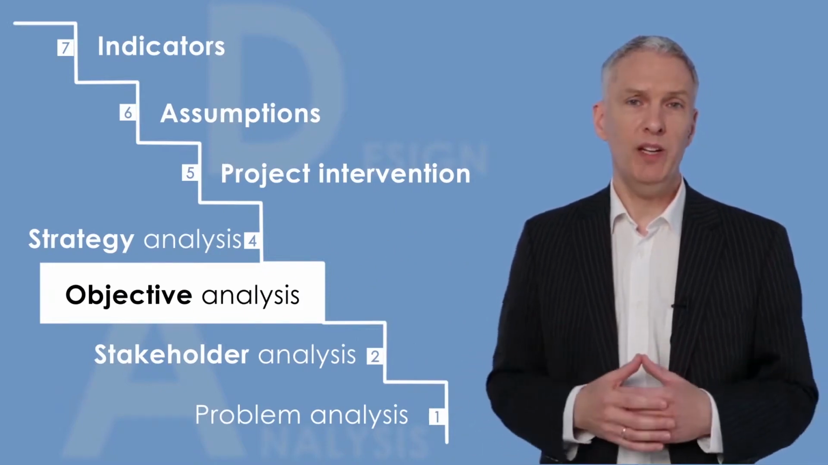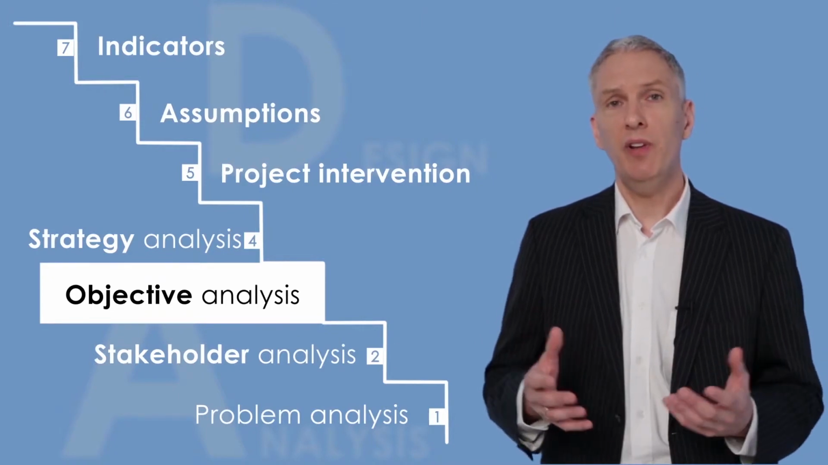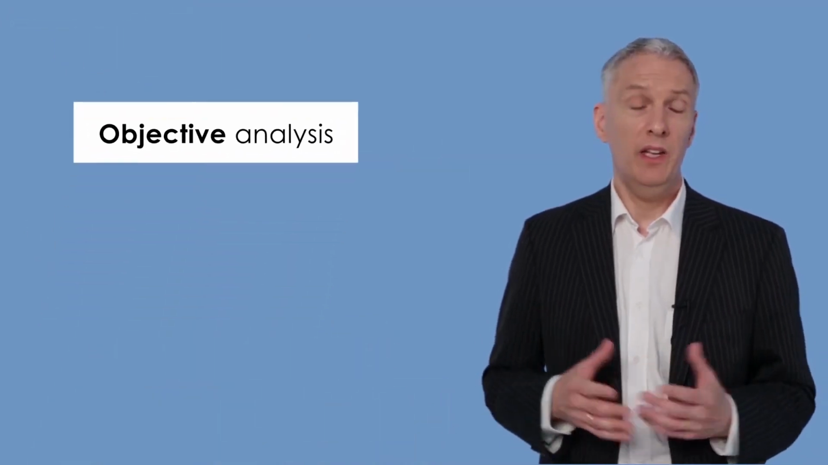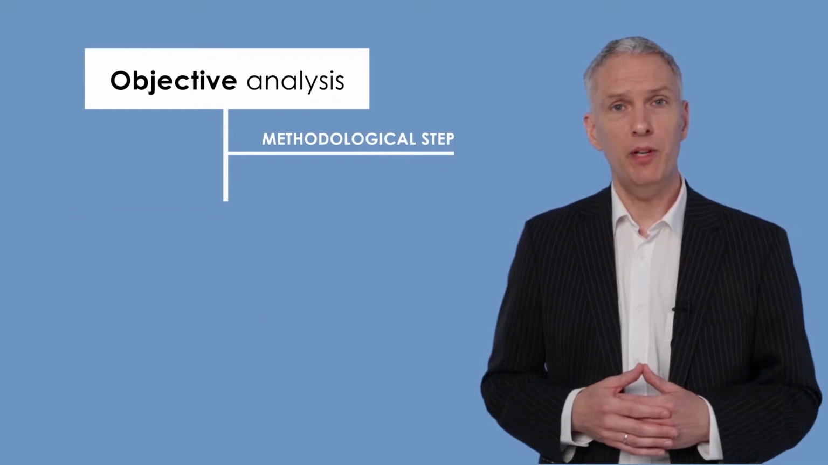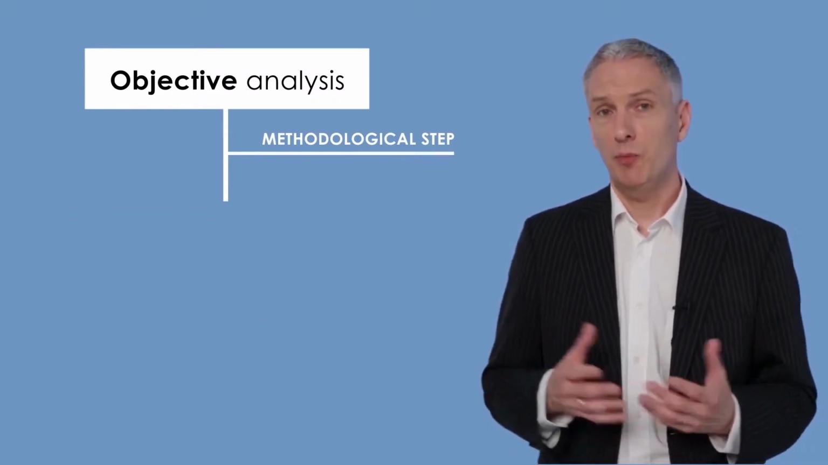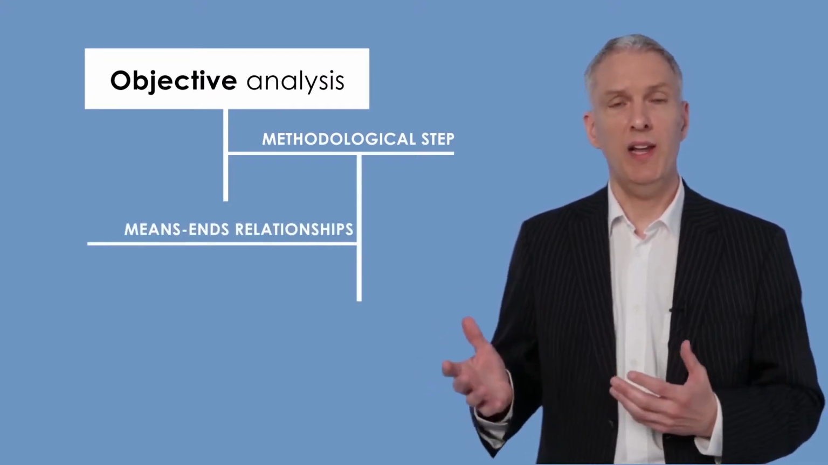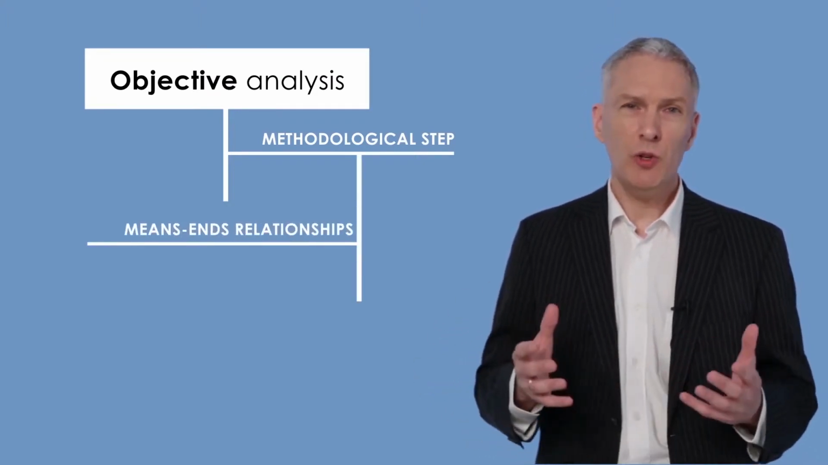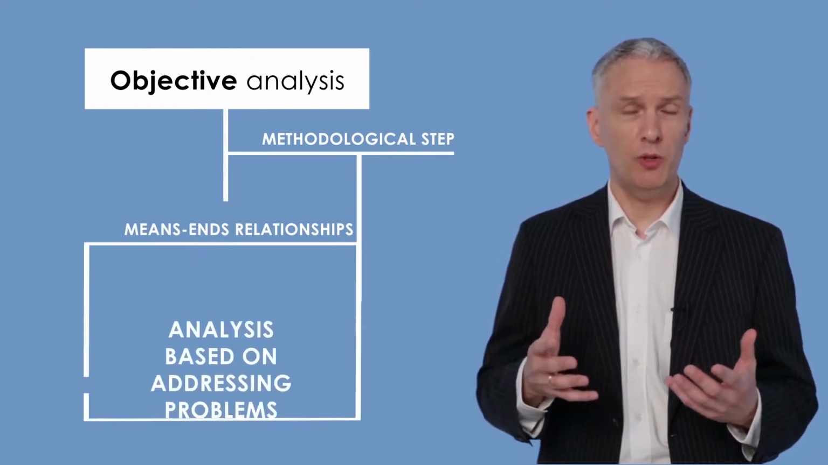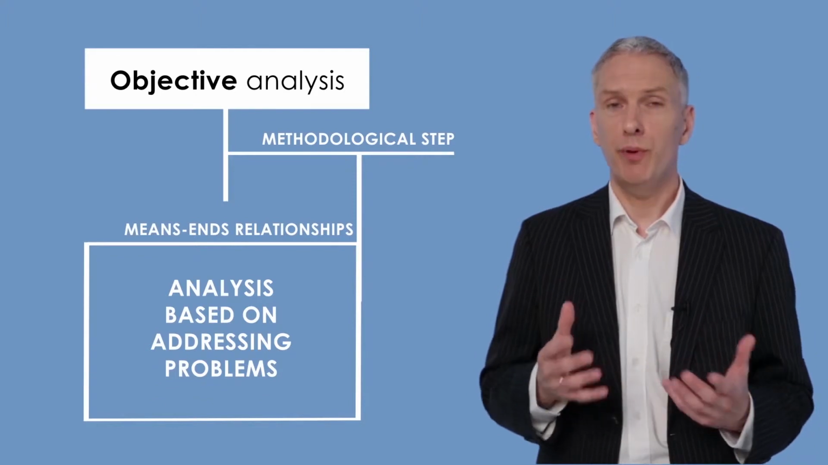Based on the problem tree developed in our first video on problem analysis, you will now build an objective tree. This is a further methodological step towards identifying your project strategy. This objective analysis allows to illustrate the means and ends relationships. It also keeps the analysis of potential objectives clearly based on addressing the identified priority problems.